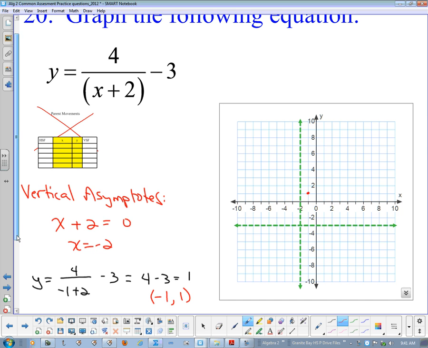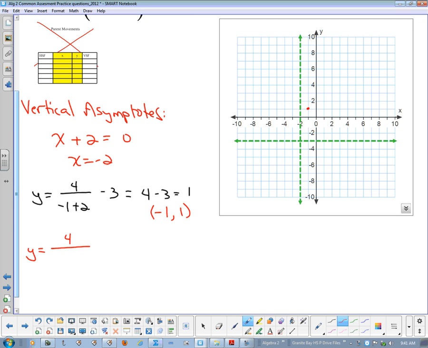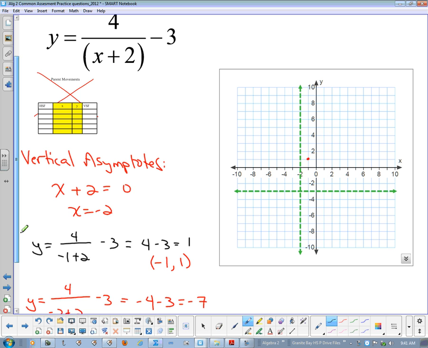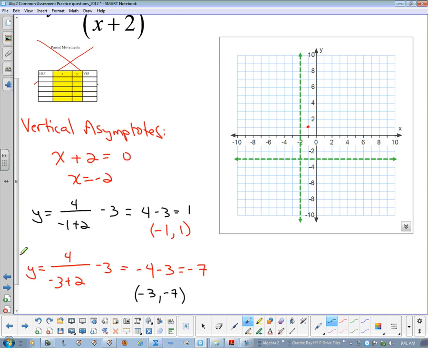We also could plug in, how about a negative 3? y equals 4 all over negative 3 plus 2, and then minus 3. It's going to be 4 over negative 1, which is negative 4, minus 3, negative 7. So we're going to plot this point, which is negative 3, comma, negative 7. Remember, I'm not using the parent, so I'm not starting at an imaginary start. I'm starting right from the origin. All right, negative 3, negative 7: 2, 3, 4, 5, 6, 7.